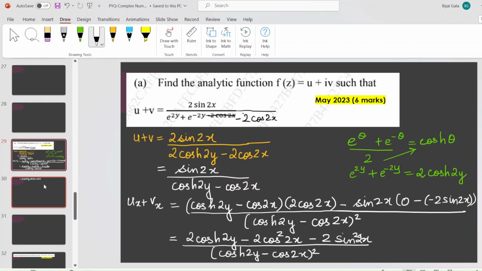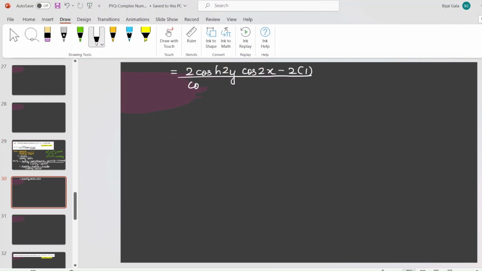And we have cos hyperbolic 2y minus cos 2x the whole square. Okay, we cannot simplify this further. So this is ux plus vx. We leave it as equation number 1.